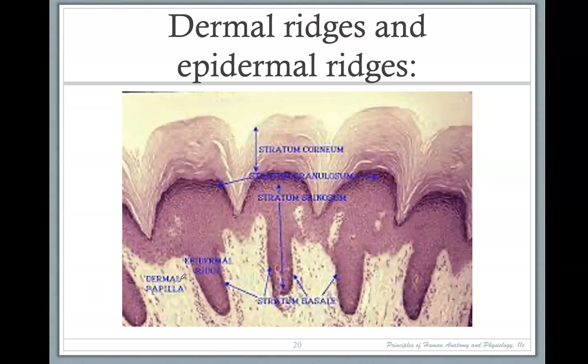Okay, so here, the other thing that you're going to see is we have these things called dermal ridges. And these dermal ridges will oftentimes be responsible for the epidermal ridges that you can see. So you can see this pronounced epidermal ridge. And our really pronounced epidermal ridges, again, thanks to our dermal ridges here, our dermal papilla, will actually be what produces your fingerprints ultimately.